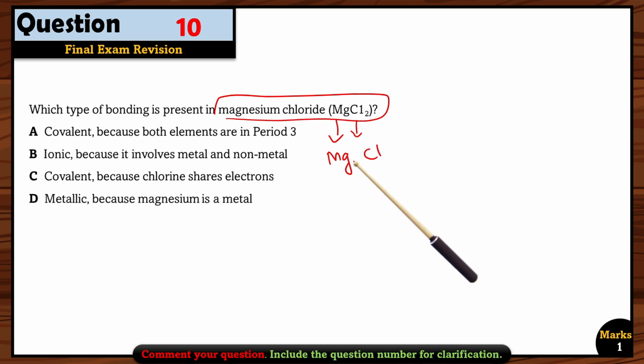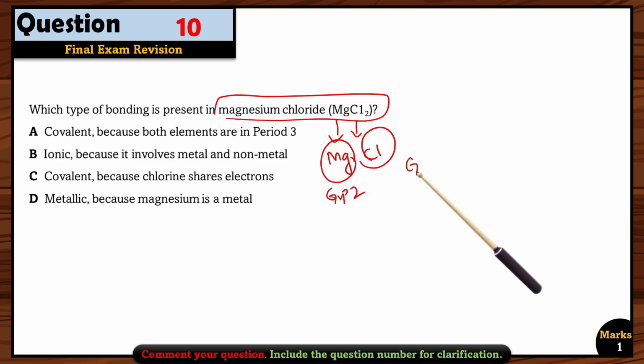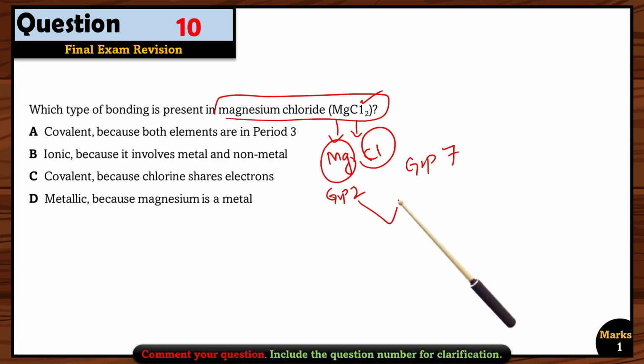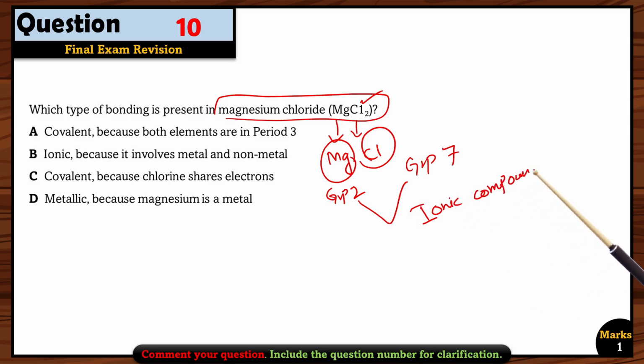So you can see in the periodic table that magnesium belongs to group 2, so it is a metal, whereas chlorine belongs to group 7 and it is a non-metal. Whenever you have a metal and a non-metal, the combination of metal and non-metal will always produce an ionic compound. There is no doubt in it. Only ionic compounds can be made through the reaction of metals and non-metals. So you have to choose the best option.